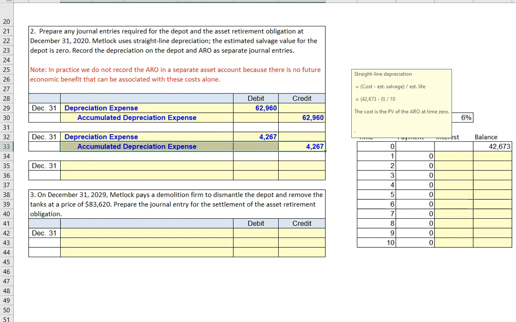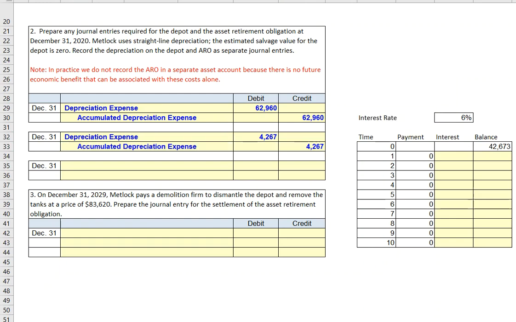We recorded that asset retirement obligation at its present value of $42,673 rather than its estimated future value of $76,420. So what we need to do is record interest expense and an increase in that estimated liability on an annual basis for the next 10 years. We're going to be using the effective interest method, and we had an estimated interest rate of 6%.